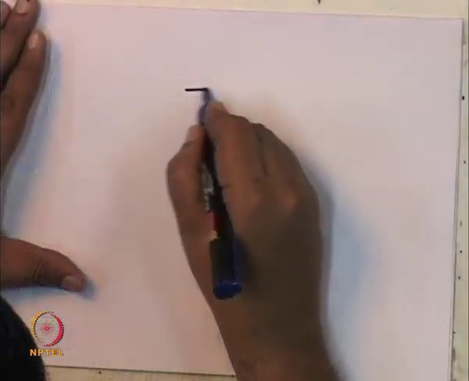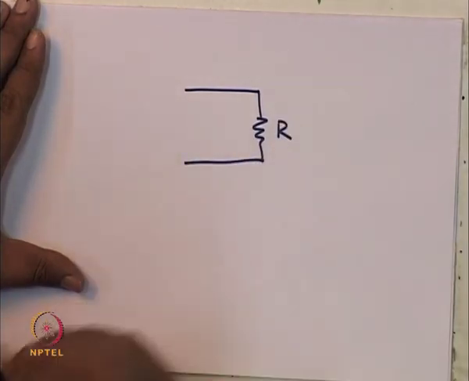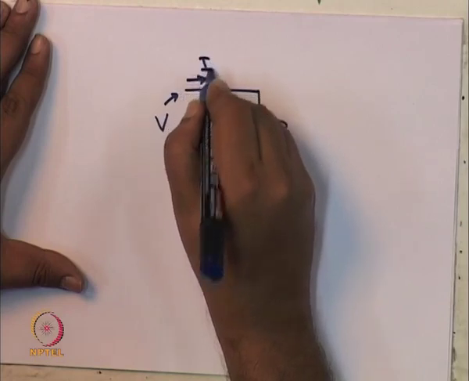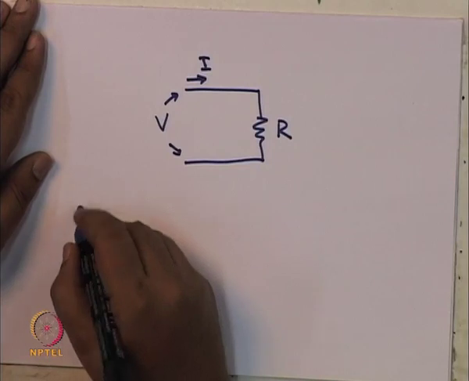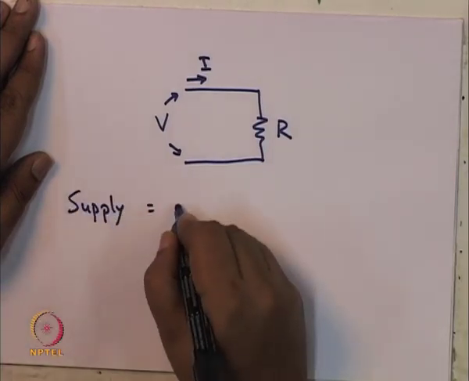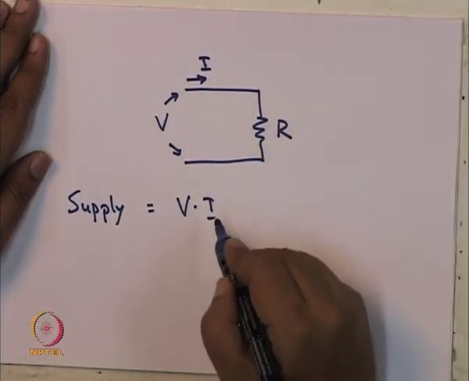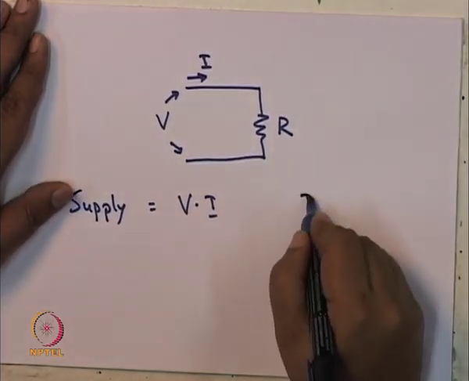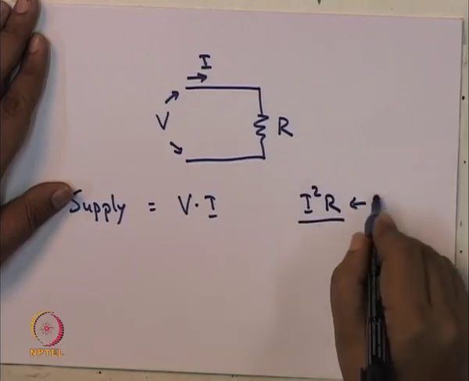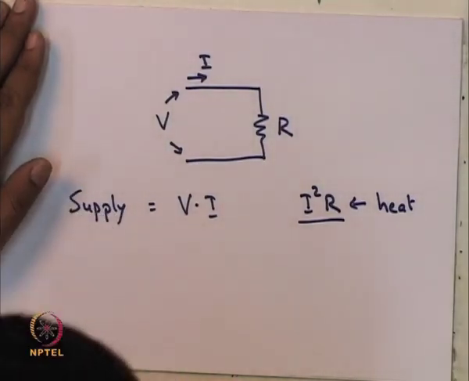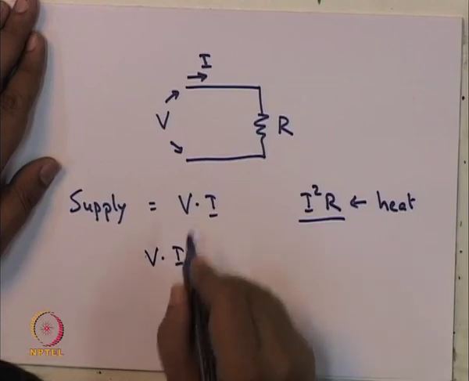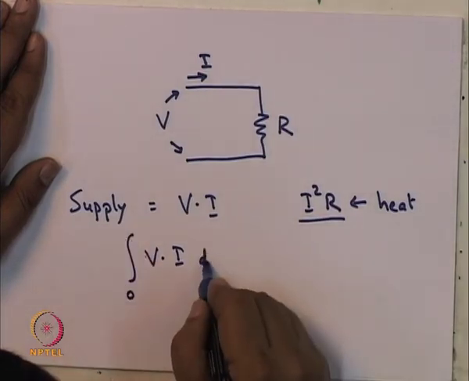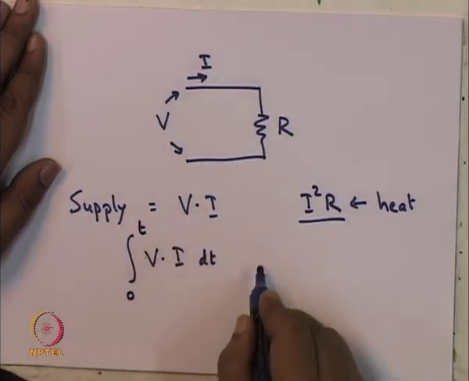So suppose we look at a circuit which consists of just a resistance. The voltage that we apply, let me call it V, and the current flowing in, let me call it I. Therefore, the power that is fed into the circuit or the supply is V times I. Now, when you supply this, this current I goes through this resistance and it gets dissipated as I squared R, that is heat or something. So if you look at V dot I in this particular circuit, over a long period of time, say starting from time t equal to 0 to some time t, then this resulting integral is always going to be greater than 0.